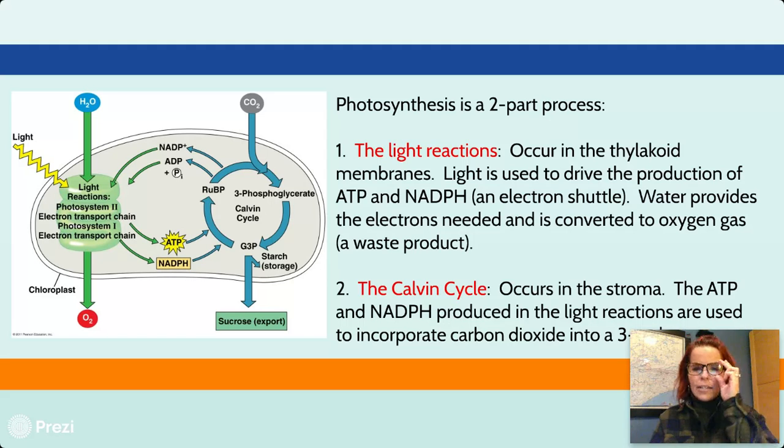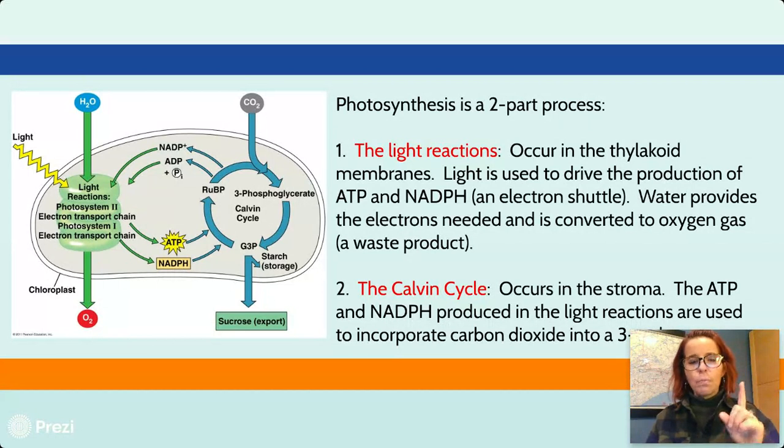Light is used to drive the production of ATP, so we just make a little ATP. I'm going to come back to that. And NADPH, the P for photosynthesis. Not really, it's for phosphate, but it might help you to remember photosynthesis. It is an electron shuttle.